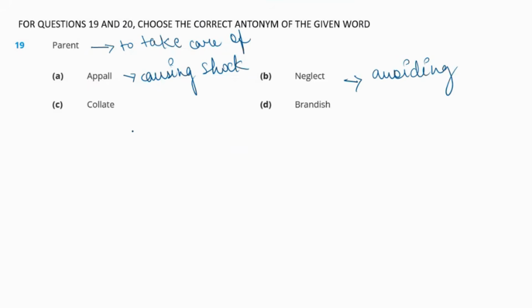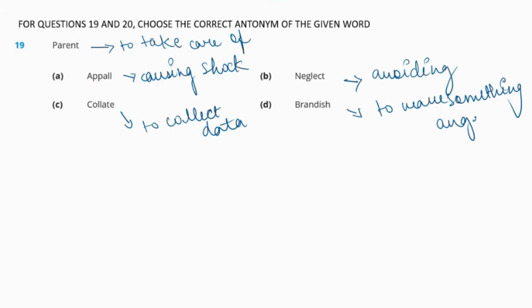Next is collate. So what does collate mean? To collect data. Okay. So that particular data can be used later. And the last one is brandish. So brandish means to wave something angrily. Now, out of these, which word do you think is the antonym to parent? Yes, the right answer will be option B, neglect.